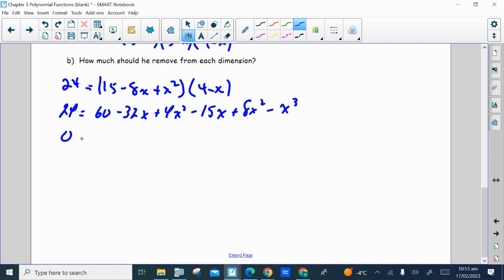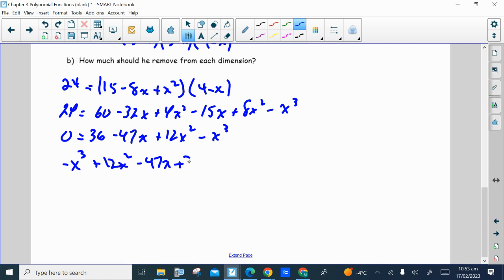So if I subtract the 24 from both sides, that'll give me 36 here. Negative 32x, take away 15x is minus 47x. 4x squared plus 8x squared is 12x squared minus x cubed. Or negative x cubed plus 12x squared minus 47x plus 36 equals 0.